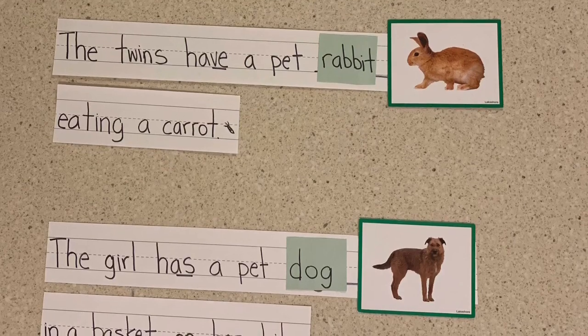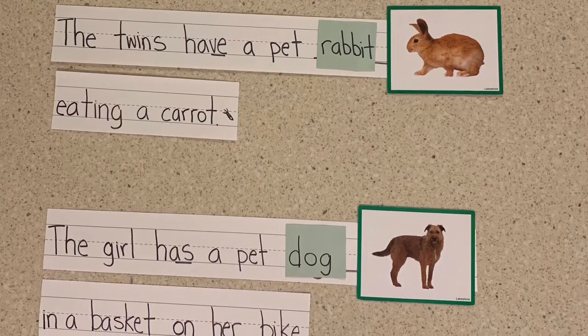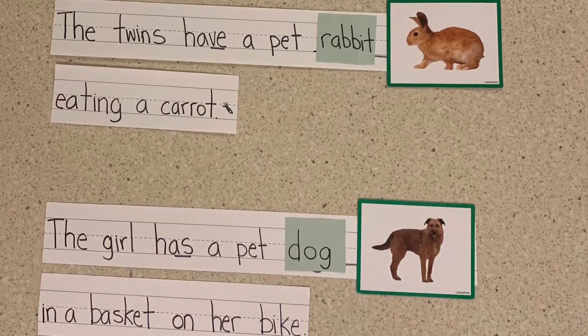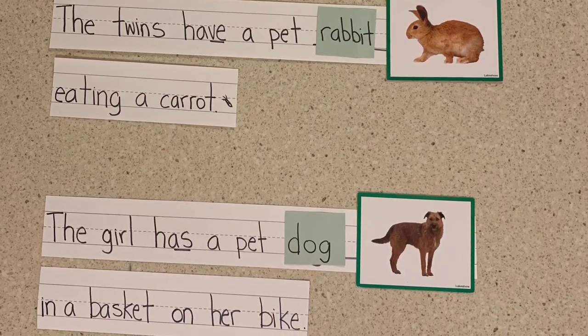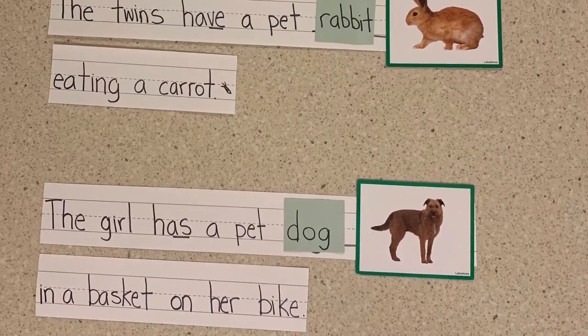For advanced students, try adding phrases to the end of sentences. The twins have a pet rabbit eating a carrot. The girl has a pet dog in a basket on her bike.